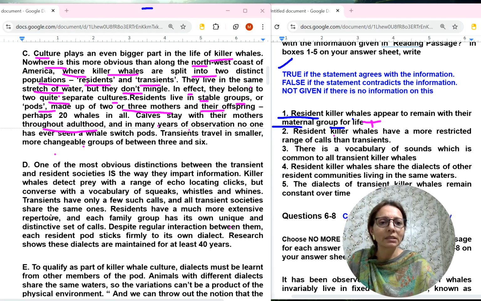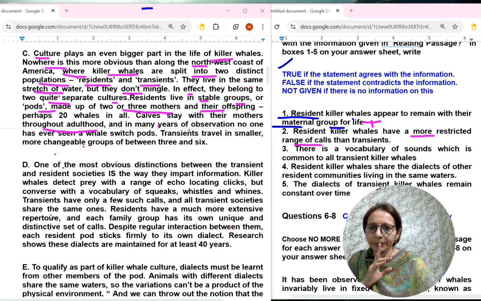Now second, resident killer whales have a more restricted range of calls than transient. So here what they're talking about is calls. They live in the same stretch of water. So where we have got the location of question number 1, I will just find the second question location under that.